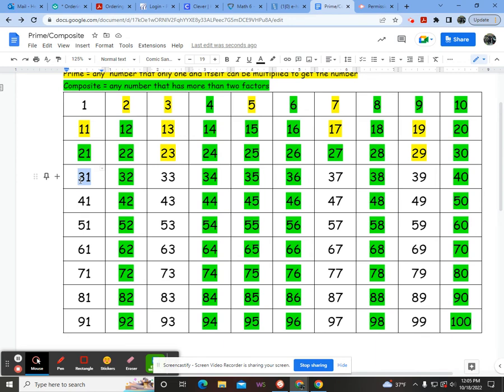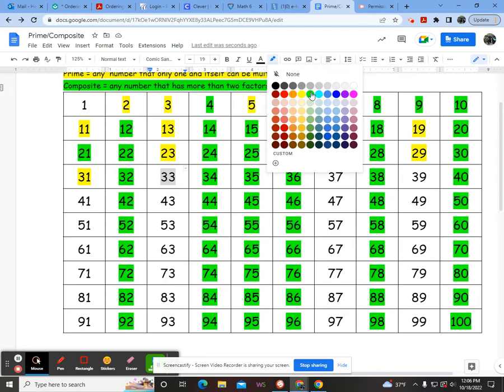31. Somebody's got to think something. Prime. I agree. Yellow. 33. What do you think? So it's composite.